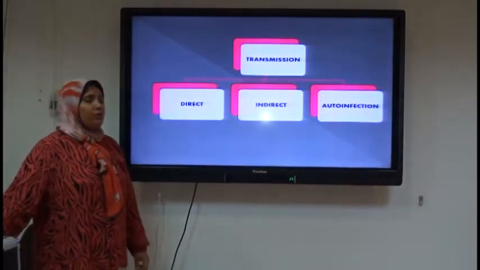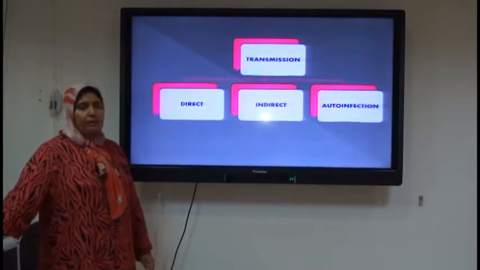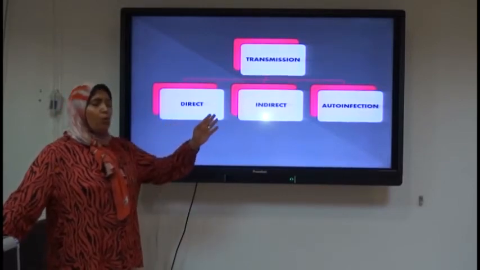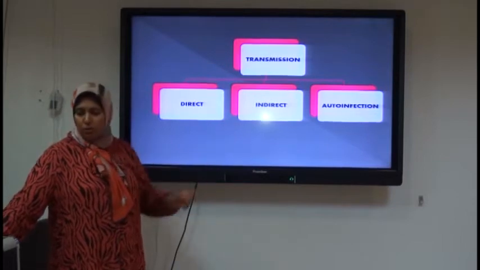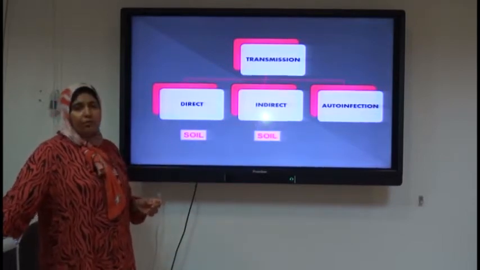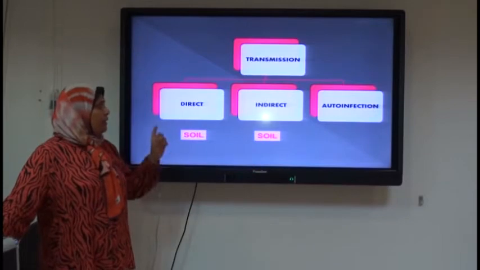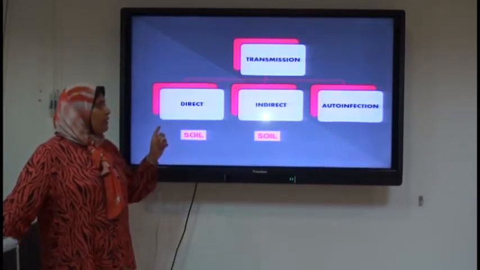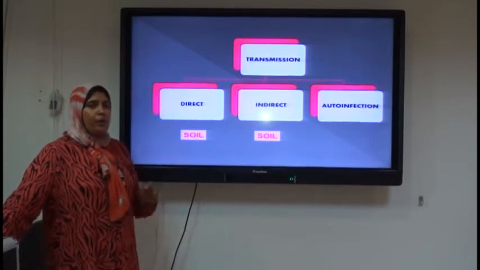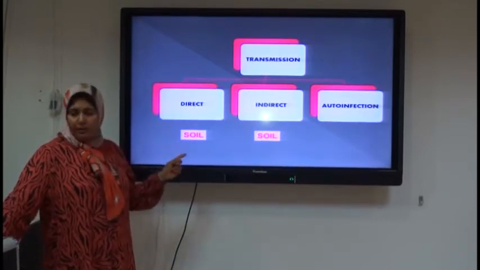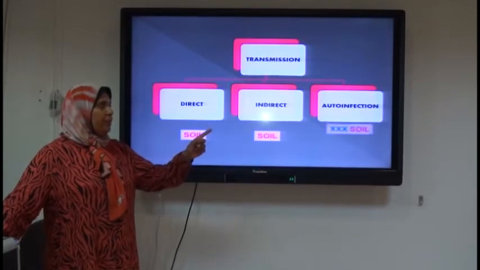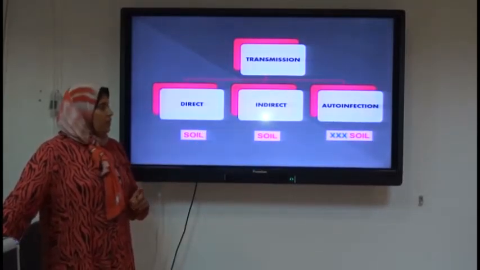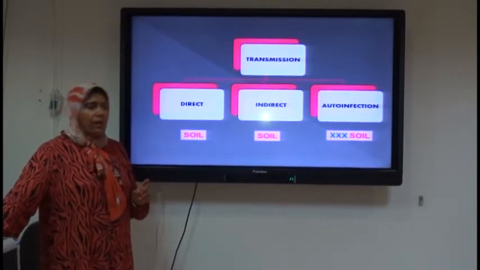Let's speak about the transmission of this worm. This worm can be transmitted to man through direct, indirect, or auto-infection routes. Again, we'll have just a scheme to facilitate things. In the direct and the indirect routes, this worm has to pass part of its life cycle in the soil. Whereas in the auto-infection, it doesn't need the soil by any means. And we'll see later how this will happen.